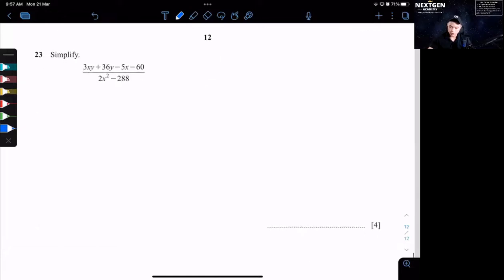One last question. Simplify this expression: (3xy plus 36y minus 5x minus 60) over (2x squared minus 288). Okay, 4-mark question. So let's see, what can we do to simplify? Let's look at the numerator first. There's no common factors between all 4 terms, but what we can do is factorize out something from the first 2 terms, and the third and fourth terms also. Okay, so we can find common factors.